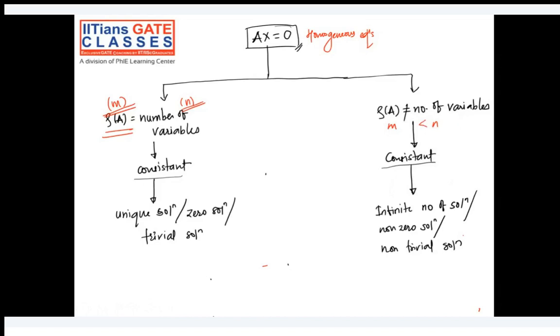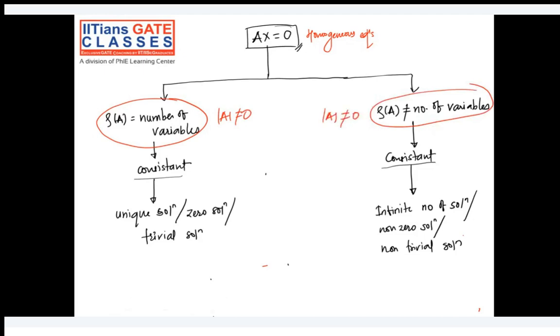The other way of writing it: rather than writing rank of A is equal to the number of variables, can I say if the determinant is non-zero? And rather than writing this, can I say if the determinant is equal to 0? Sorry, I made a mistake. Here it should be 0. Is that correct? If I say the determinant is non-zero, it means you will get a unique solution. If the determinant is 0, you will get an infinite number of solutions. Is it correct? Yes, right?